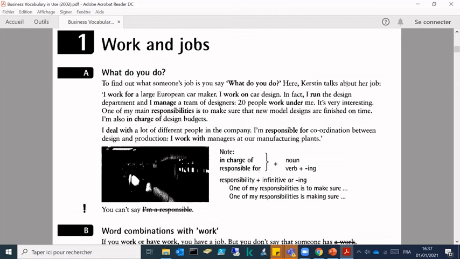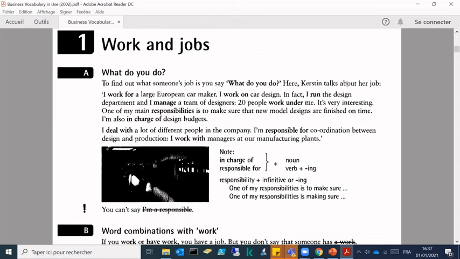You want the example now? Yes, just one or two examples. About responsible for. Now, one of my responsibilities is. I'm responsible for fixing my car. One of my responsibilities is fixing my car. One of my responsibilities is to fix my car.